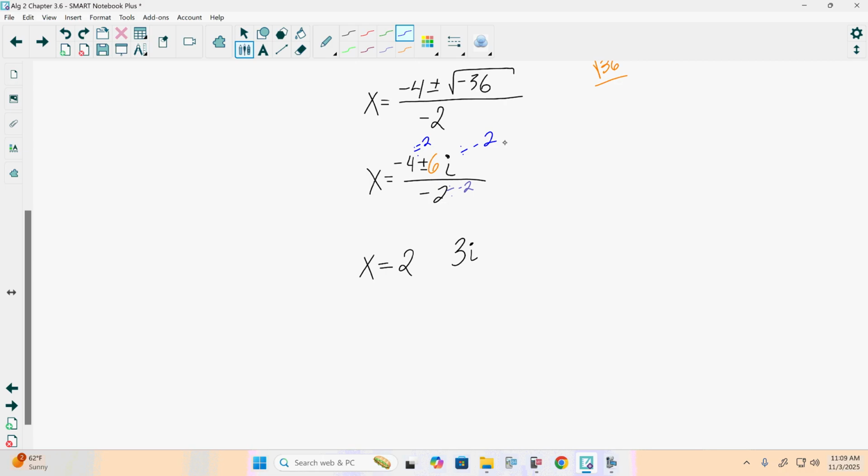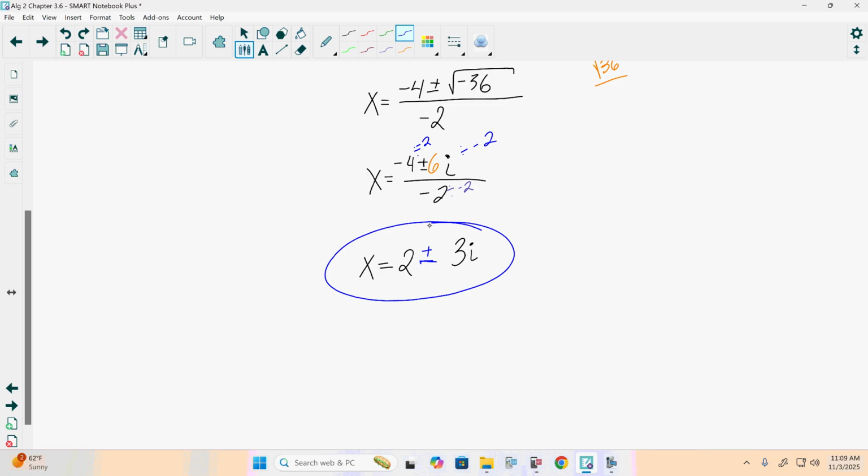Now, since we divided by negative 2, the plus or minus, the plus of this is going to become negative, and the negative is going to become plus. So really when we divide the plus and minus by a negative, or we apply a negative to it, the plus becomes minus, the minus becomes plus. We still just get the plus or minus, telling us that x is equal to 2 plus or minus 3i.